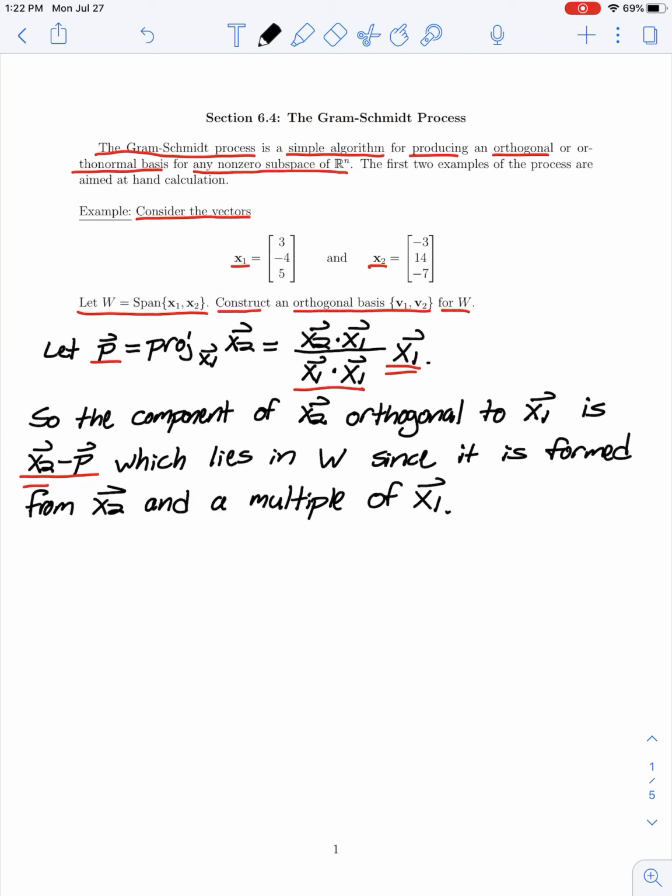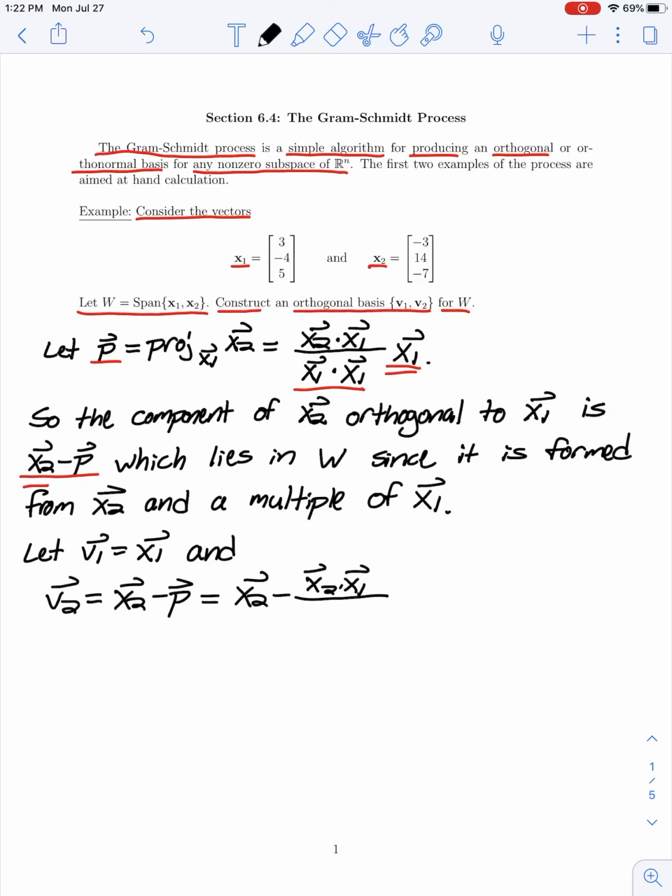So we're going to let the first vector, let's call it v1, in our orthogonal basis be the vector x1 itself, and we're going to take the second vector, which we want to be orthogonal to v1, which is x1, as the component of x2, which is orthogonal to x1. That is x2 minus P, so that is x2 minus the dot product of x2 with x1 over the dot product of x1 with itself times the vector x1.